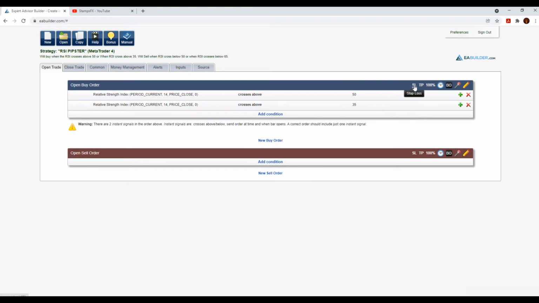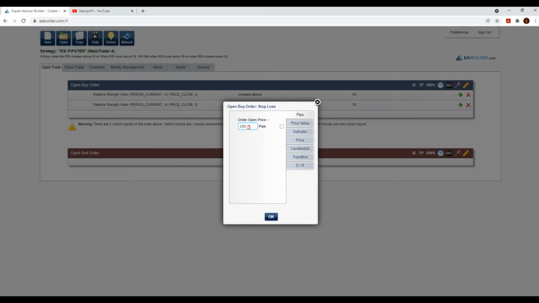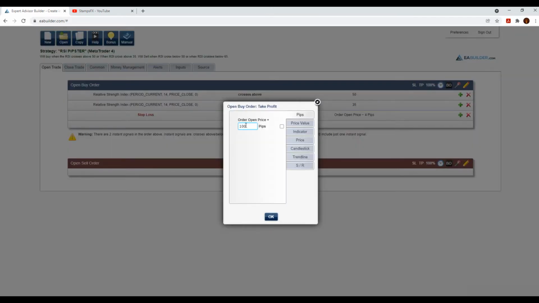All right. So then we said let's do a stop loss of 3 pips. You know what? Let's do 4 pips. Let's do a take profit of 3 pips.